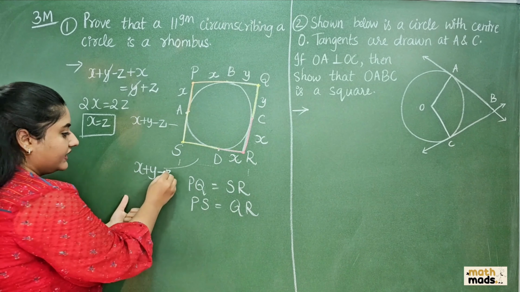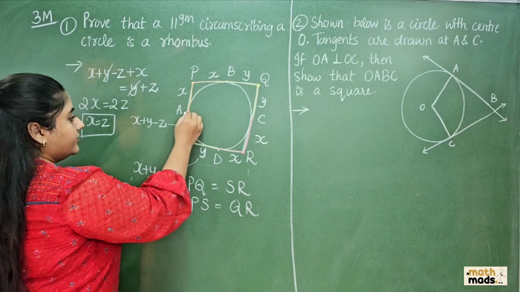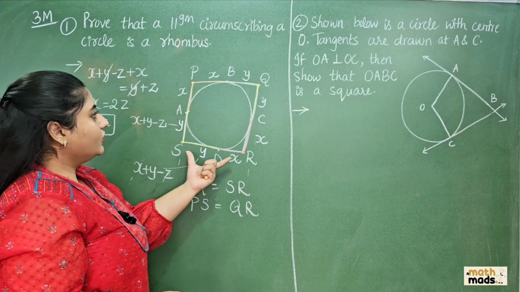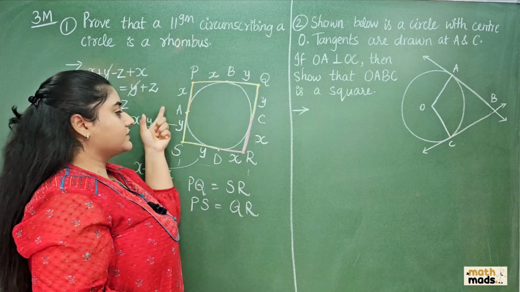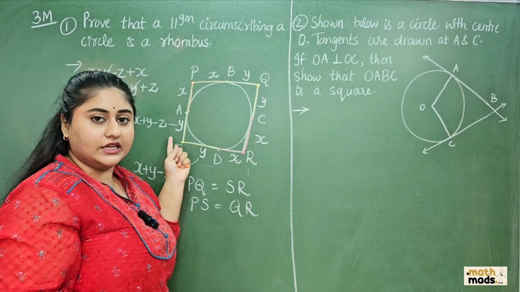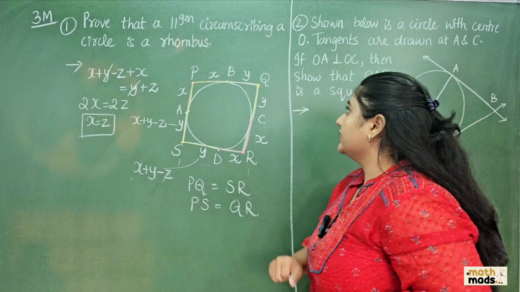Here in place of Z, if I write X, X and Z get cancelled and I am left with Y. Similarly, AS will also be Y. If you observe, all sides measurement is X plus Y, X plus Y, X plus Y and X plus Y. Since all sides are equal, I can say that this is a rhombus. That's it. Now let's go to the second problem.